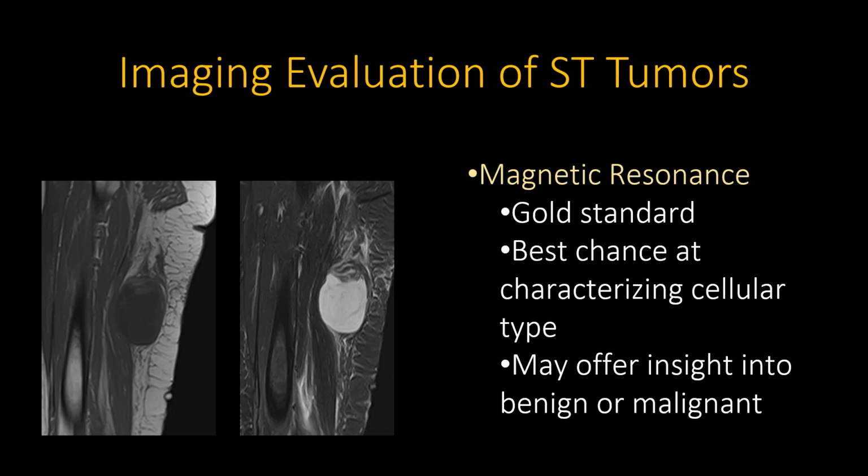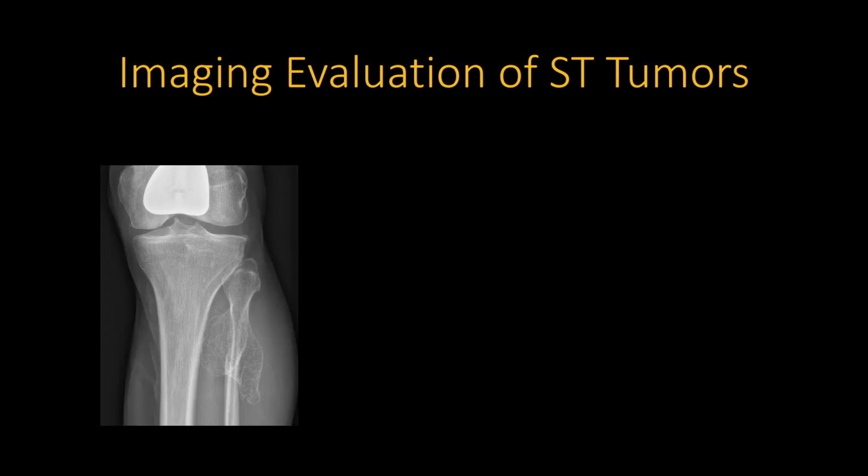So this is our gold standard in soft tissue imaging. It's the best chance at characterizing the cellular subtype, and it may offer insight into a benign or malignant lesion. So how do we approach soft tissue tumors?